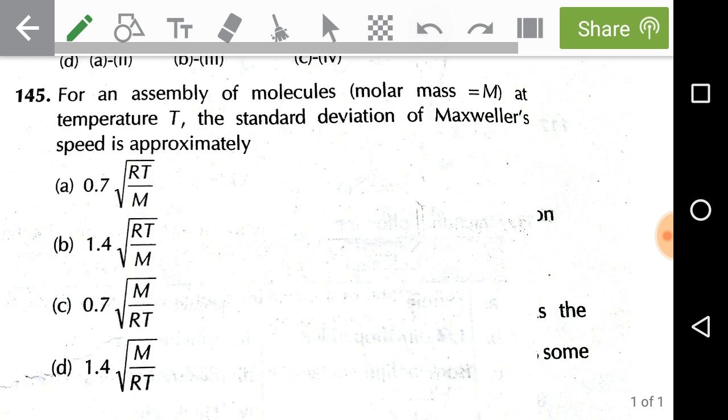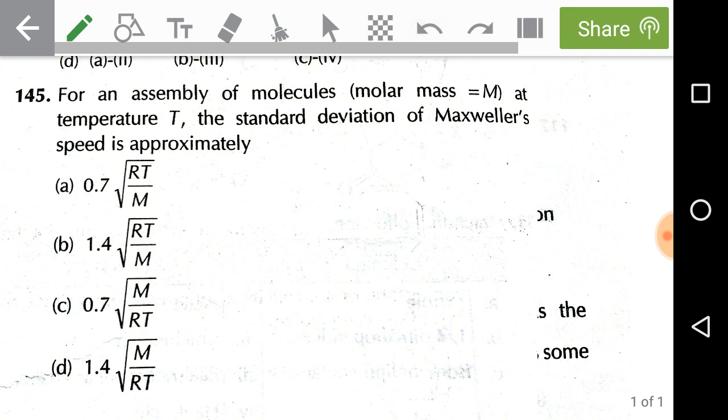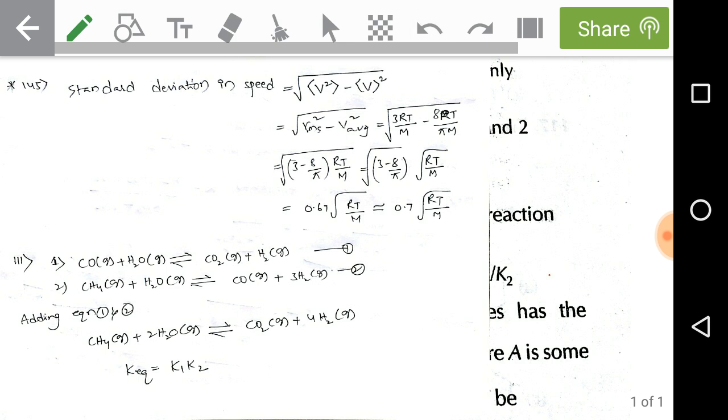Okay, and the next one. For an assembly of molecules of molar mass m at temperature T, the standard deviation of Maxwell speed is approximately. Now the standard deviation in speed is taken as under root of the expected value of v square minus the square of the average v. Just observe, here we are indicating velocities, one is RMS velocity and one is average velocity. So RMS velocity squared equals 3 RT by m, and average velocity is 8 RT by pi m, and by simplifying it we can get 0.7 under root RT by m.